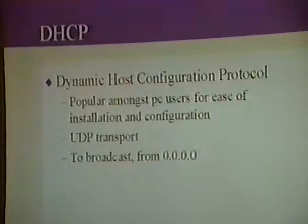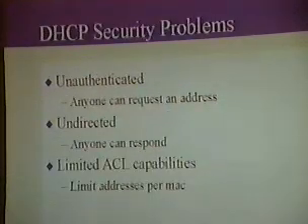So DHCP is very popular for ease of use and installation, particularly amongst PC users. It hasn't quite caught on as much in the Unix world. And basically DHCP uses a UDP transport, and sends its request to the broadcast address from 0.0.0.0. Not necessarily important who it's sending it from, but the fact that it's UDP will pose a problem.